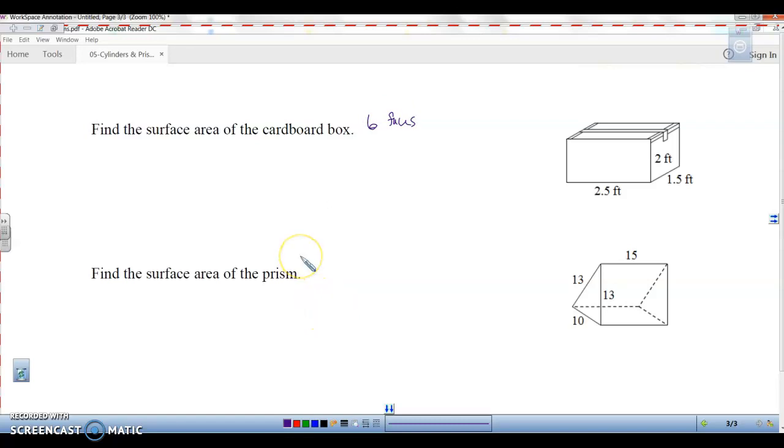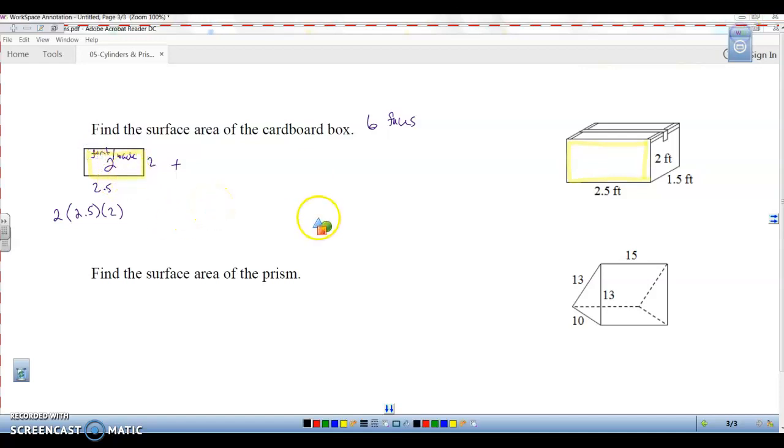All right, now let's draw a quick picture of the faces that we have. All right, let's do the front and the back. Let me draw a little picture here. So there's 2 of them, this is the front and back. This is 2.5, and this one is 2. All right, so there's 2 length times width, 2.5 times 2. This is the front and the back. That one and the one in the back.